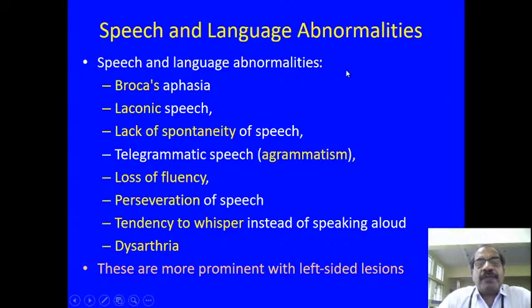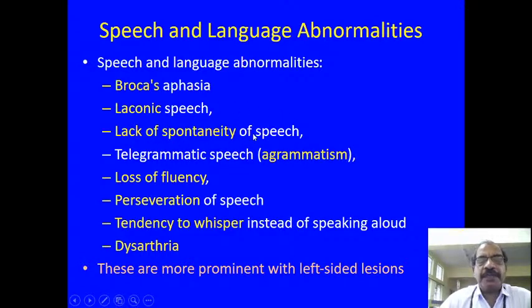So if there is involvement of the language area, especially if there is a lesion on the left side of the frontal lobe, then the patient will have various types of speech and language abnormalities. This I have already described. The patient may have Broca's aphasia, which is also called motor aphasia. Sometimes it is not complete Broca's aphasia, but laconic type speech may be there, which means whatever the response is coming from the patient, he will be using very few words. Or if the response is in written form, then he will be writing very few words. So when the expression comprises very few words, it's called laconic speech.